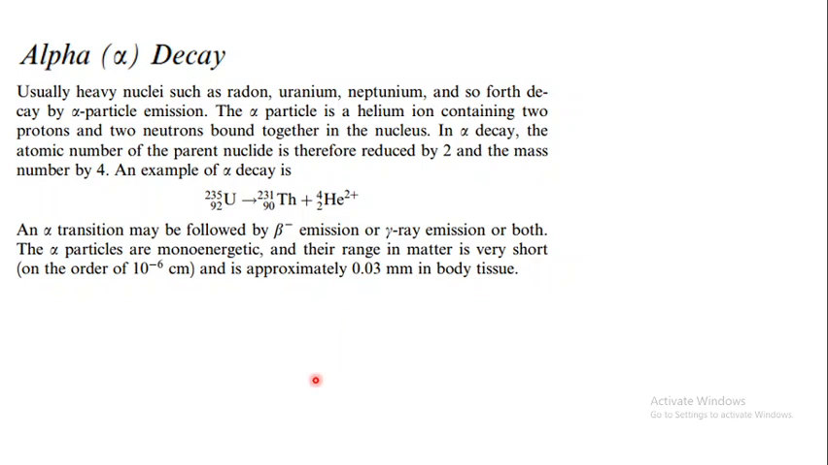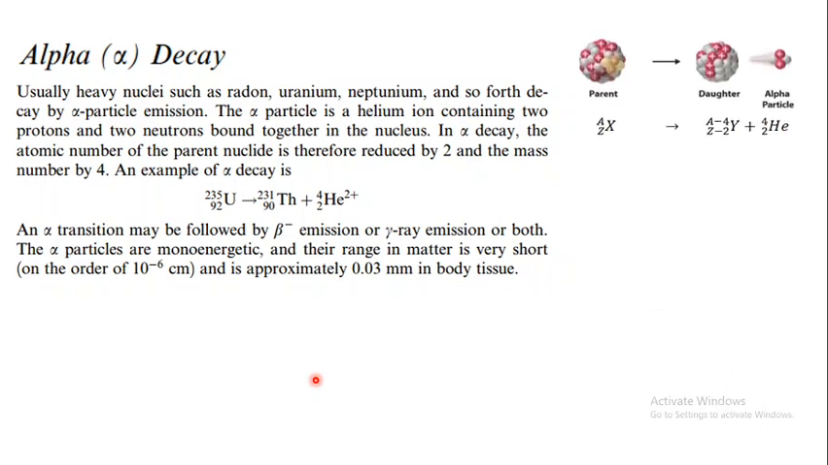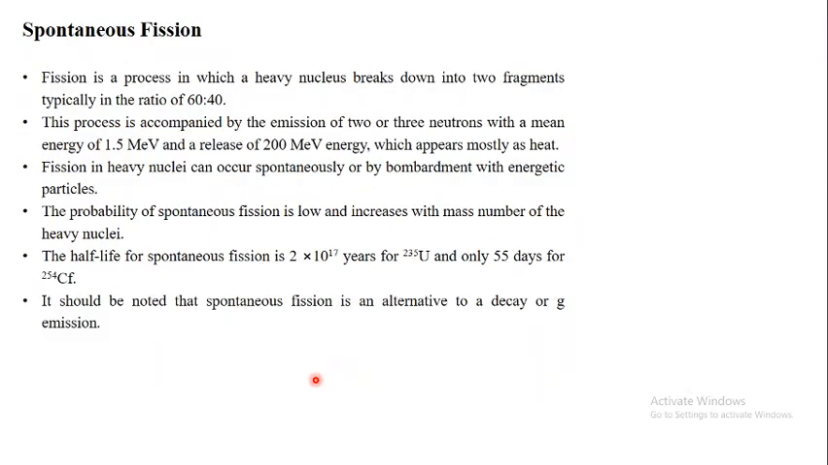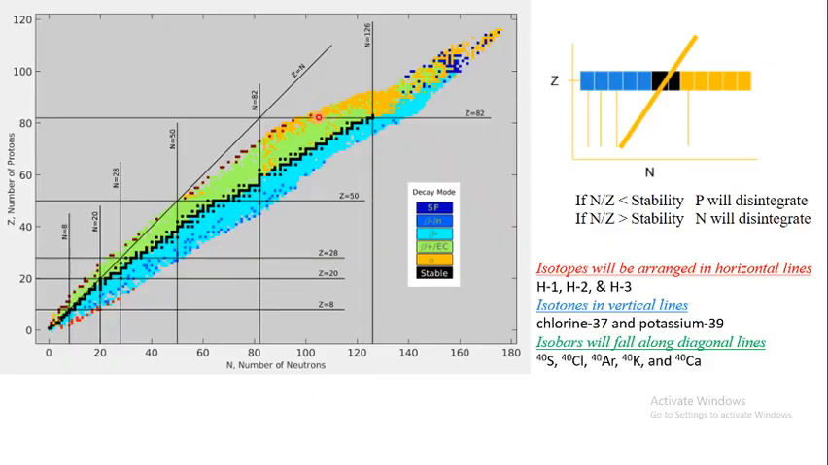In the nuclide chart you study that elements with atomic number more than 82 most probably undergo alpha particle emission. So those elements which have atomic number more than 82 most probably undergo the alpha particle decay process in order to stabilize.